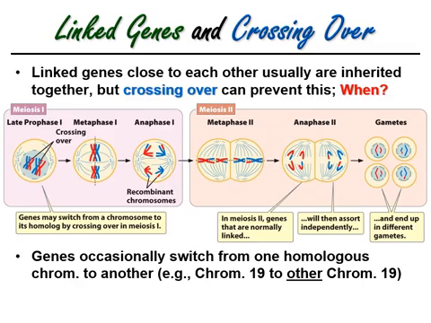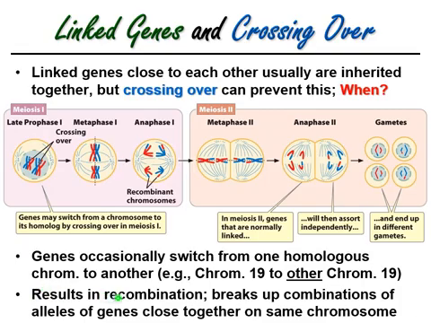It could be like a dominant allele gets swapped over, and so now you have a dominant allele where you used to have a recessive allele. The other organism gets the recessive allele. Anything like that. And so this results in recombination, homologous recombination. So it breaks up combinations of alleles of genes close together on the same chromosome. The only way you can separate linked genes properly in a biological system is to have them undergo a crossover event where they actually swap parts.